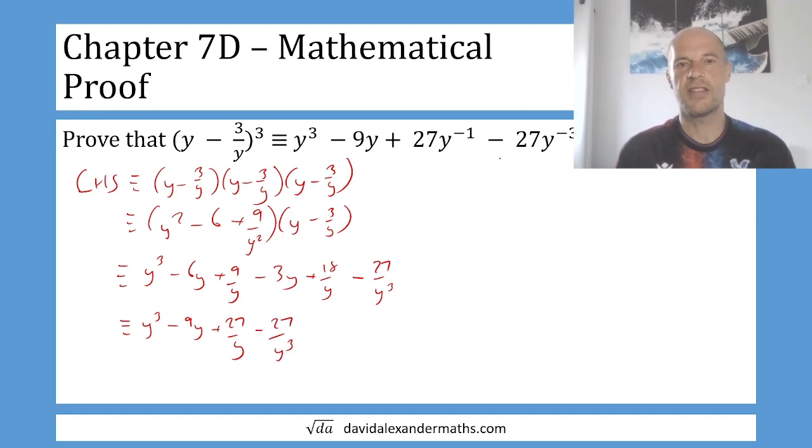Now hopefully we can see that this is pretty much the same as that if I just bring these denominators up. So that is identical to y cubed, take away 9y. So if it's y on the bottom, it's y to the 1 on the bottom, that will turn it into y to the minus 1 on the top. Y cubed on the bottom will become minus y to the minus 3 on the top. There we go, and that is the same as the right hand side, so we can say that the left hand side is identical to the right hand side.